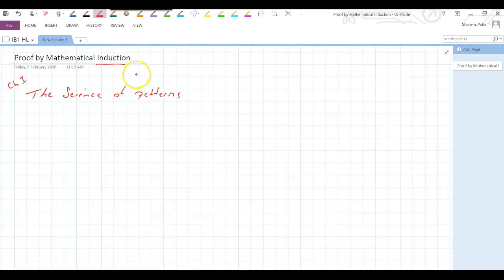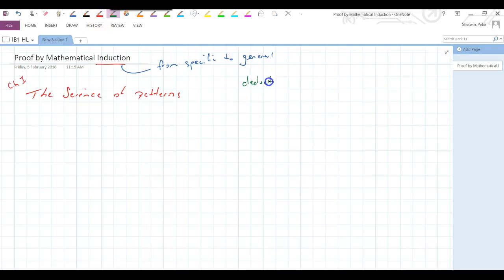But the induction bit of it, what does induction mean? What's mathematical induction? If we think about induction and deduction, induction means taking some specific examples, looking at some specific cases, and using those in order to formulate a general proof. So going from specific to general. Deduction goes the other way, just out of interest.